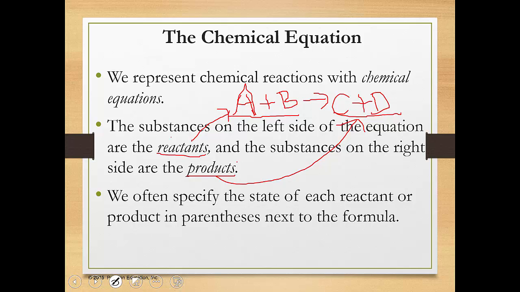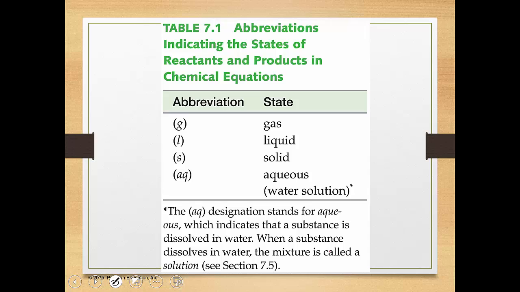Now, something else you'll very often see, and that you should start getting used to putting into your chemical equations, is the state of each reactant or product in parentheses. So that's where you see things like solid or liquid or gas, or even this AQ for aqueous, just means it's dissolved in water, it's in aqueous solution.